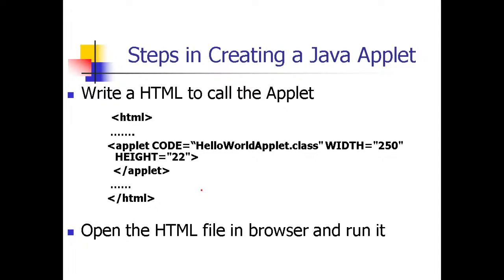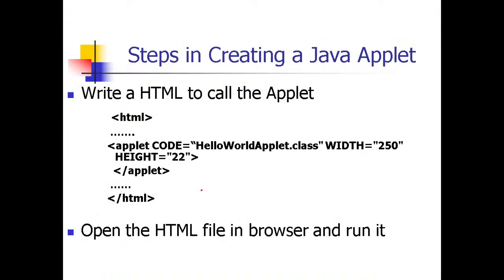So there are 4 steps. One is writing a source code, then second is compiling the Java source code to the bytecode. Then you have to create an HTML code. The HTML code embeds the applet tag having the bytecode file name, and then we have to save this file with the extension .html. The name can be anything, and then we have to open that HTML file in the browser to run it. So these are the steps to create a Java applet.